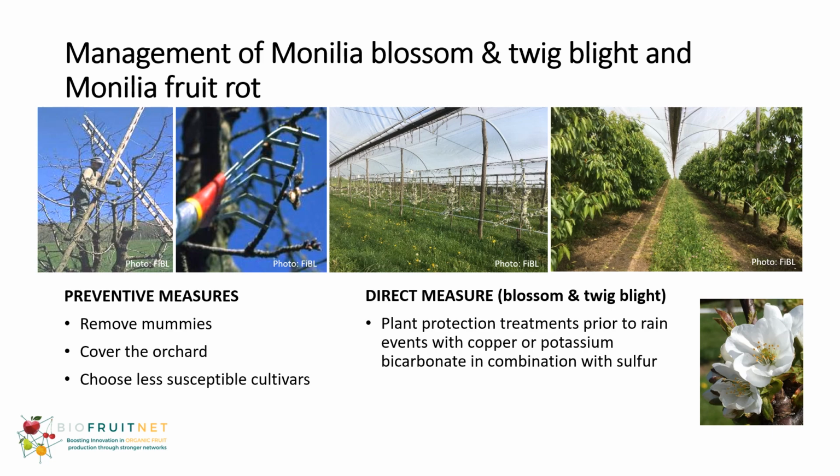In uncovered orchards, direct measures against Monilia blossom and twig blight with plant protection treatments can be performed from pre-bloom until the end of bloom prior to rain events. No direct measures are available against Monilia fruit rot.